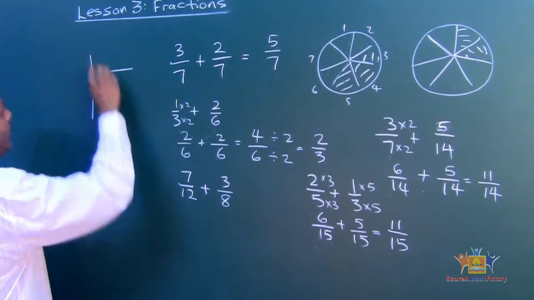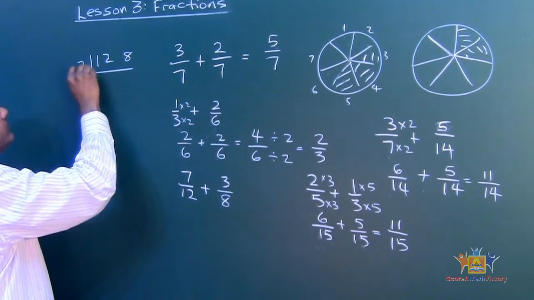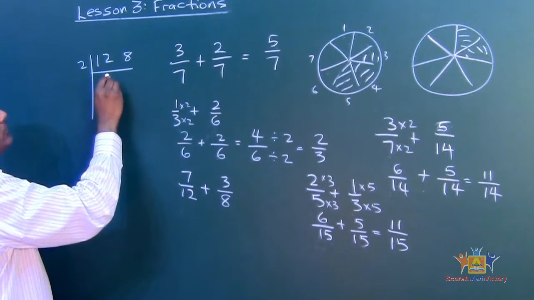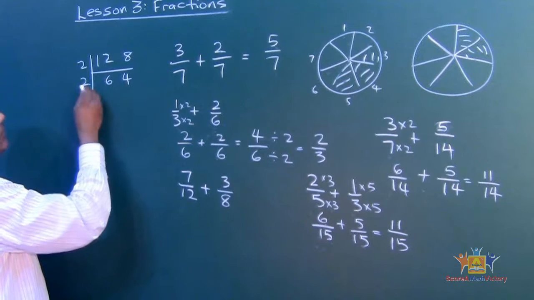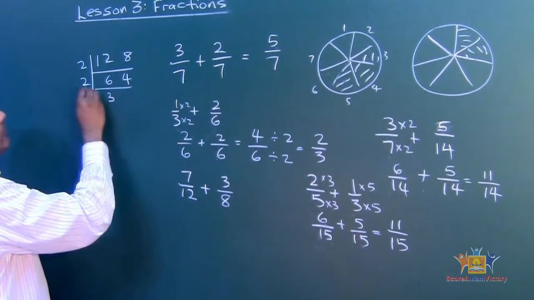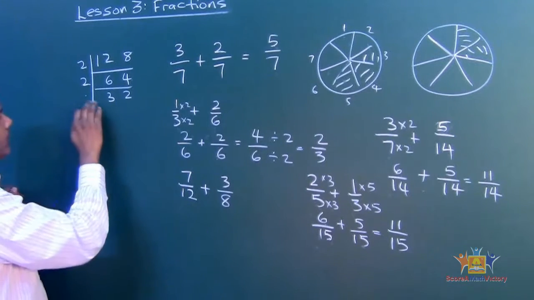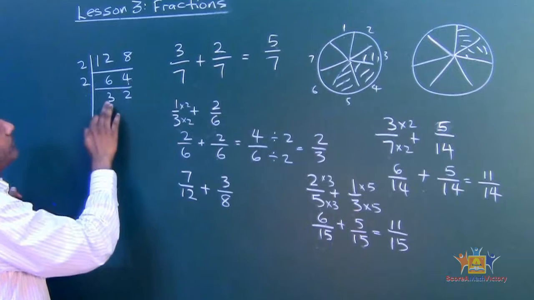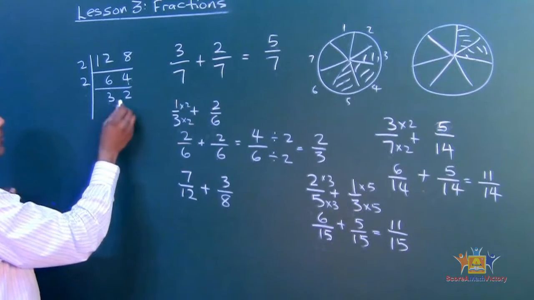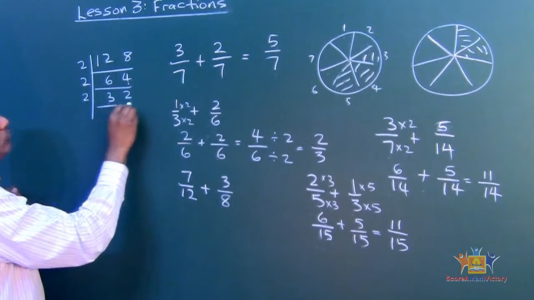You put the 12 and 8. Start with 2. The smallest number you want to start with is 2. 12 divided by 2 is 6. 8 divided by 2 is 4. And then 2 again. 6 divided by 2 is 3. 4 divided by 2 is 2. Always go to the smallest one first, so it'll be 2. 2 divided by 2 is 1.